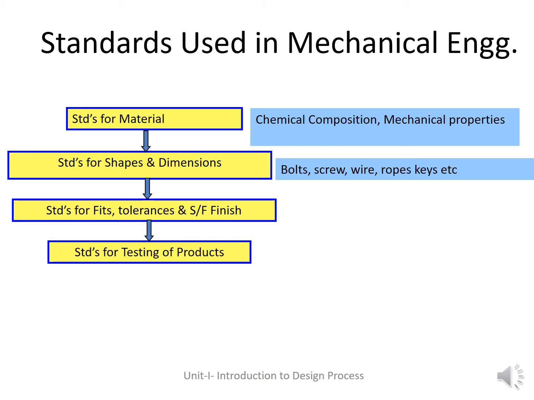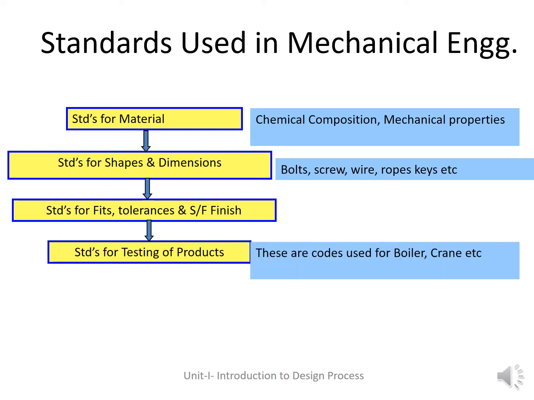Now testing of product, as we know that each product has been tested before it comes to the market. Even a small product has been tested. Okay, so testing of product is being a standard thing, that we have to test this component based on this. Just understand this thing with the help of that simple tensile test. We understand the material properties with the help of tensile test. Okay, so these are the codes you can say for boilers, cranes, and all these things.